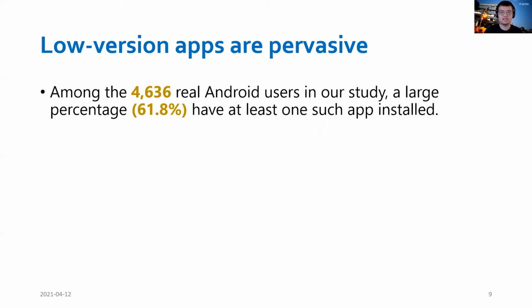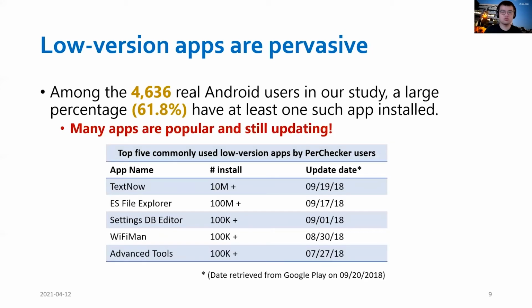First, based on the data collected by Permission Checker in 2018, low version apps are pervasive. Among the 4,600 Android users, a large percentage of users have at least one such low version app installed. Note that this is already 3 years after the introduction of the runtime permission model. Besides, we find that these low version apps are used by many users, and they are still actively updated. This means that the developers either lack the motivation to update their apps, or they intend to get the users' data without their notice.